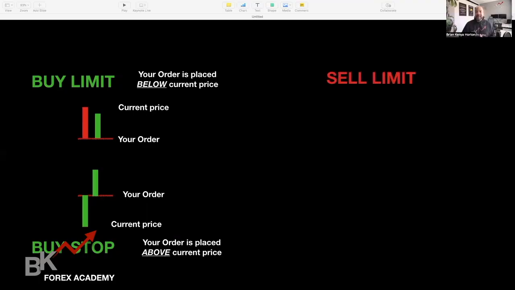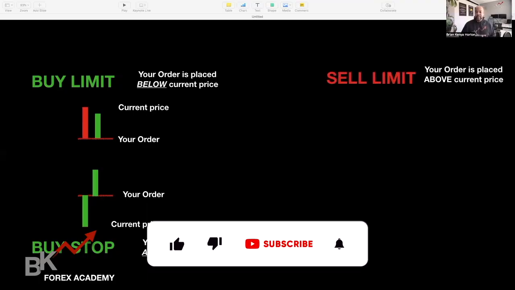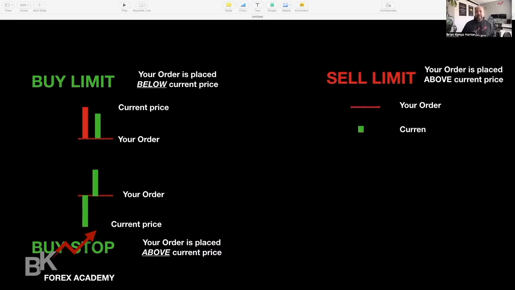Let's look at the sell limit. The sell limit is when your order is placed above current price. Here's my order right here, and here's current price. I want current price to touch my order, and then I want that check mark. Remember, limits are like a check mark, but now we're in a sell limit, so it's the opposite. Now price is pushing down, there's my check mark. I want price to come up to my order, and once it comes up, I think price is going to sell at that point. Once it goes down, then I'm in profit.